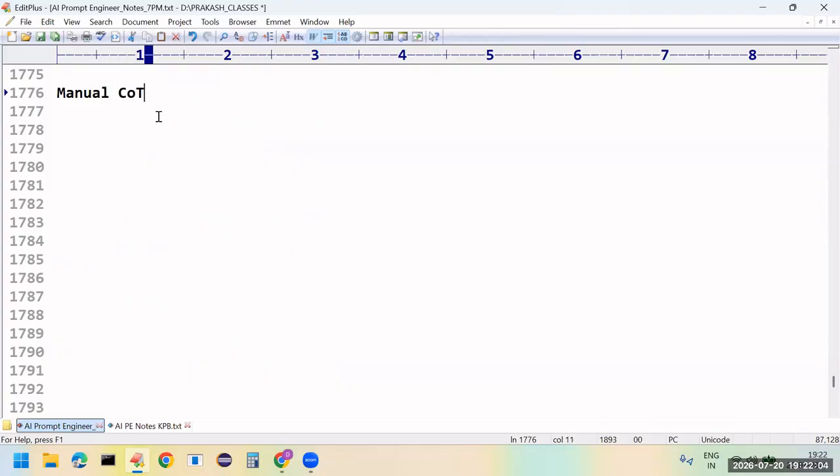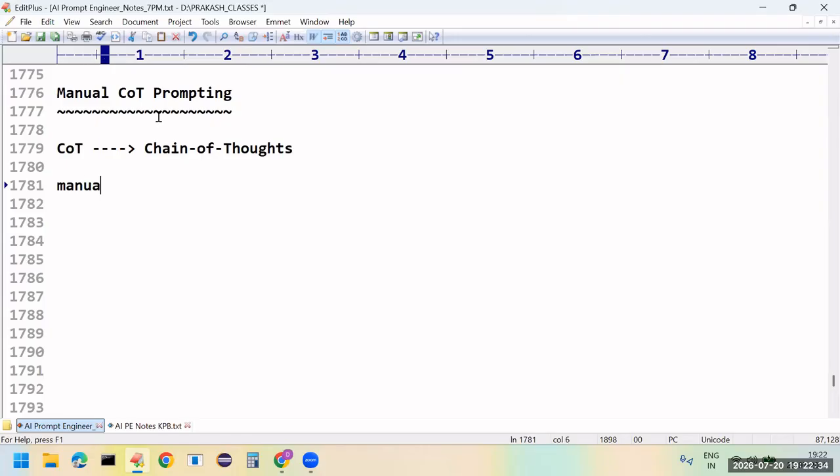Okay, no problem. So, manual CoT prompting. Sir, what is meant by manual CoT? First of all, what is meant by CoT? Someone already told them. Chain of thoughts. Correct, sir? Please confirm. Yes. So, manual CoT is a prompting technique.